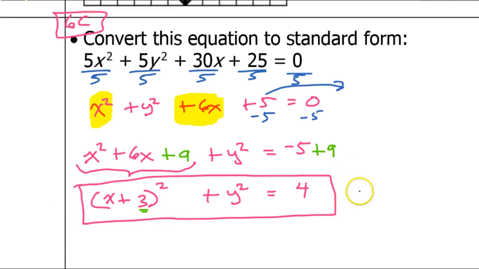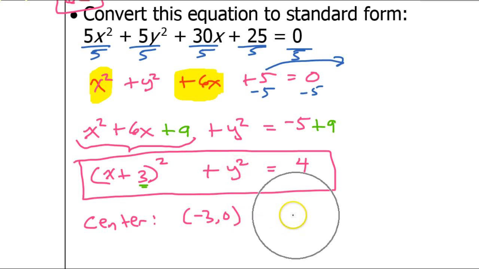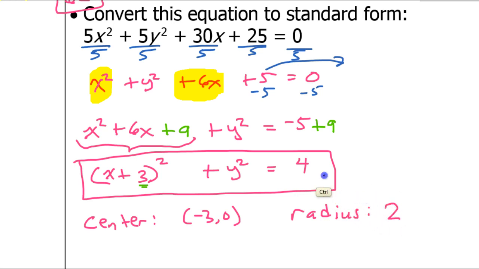Now, that's all they asked me to do. However, if they had asked me for the center, I would have told you negative 3, comma, 0. It's the opposite of this. And then, see how this has no numbers with it? That means it's a 0. And then the radius. Well, the radius is 2. All right, this number is the radius squared. So the square root will give you the radius.